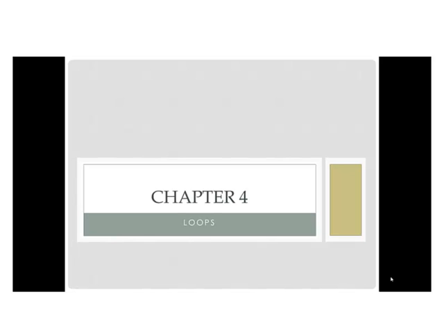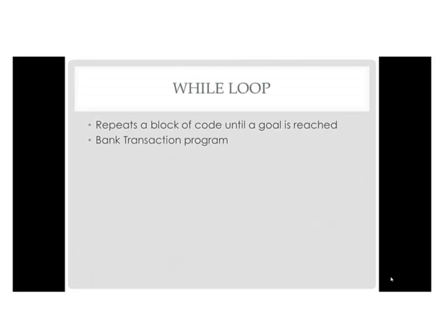Hi everyone, this is chapter 4 where we're going to talk about something called loops in Java. A loop, as its name insinuates, is something that goes around and around and around. There's a couple different types of loops. This particular video is going to concentrate strictly on the while loop. The while loop can be used for many different things, but one of its uses is for input validation.